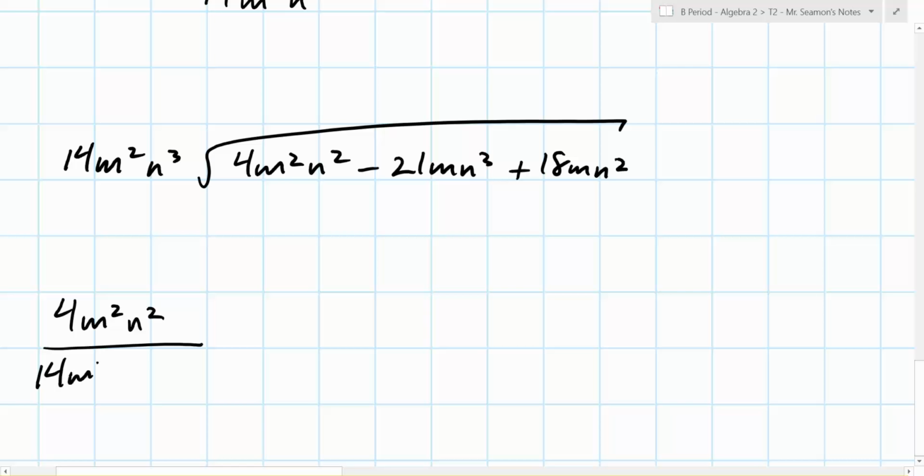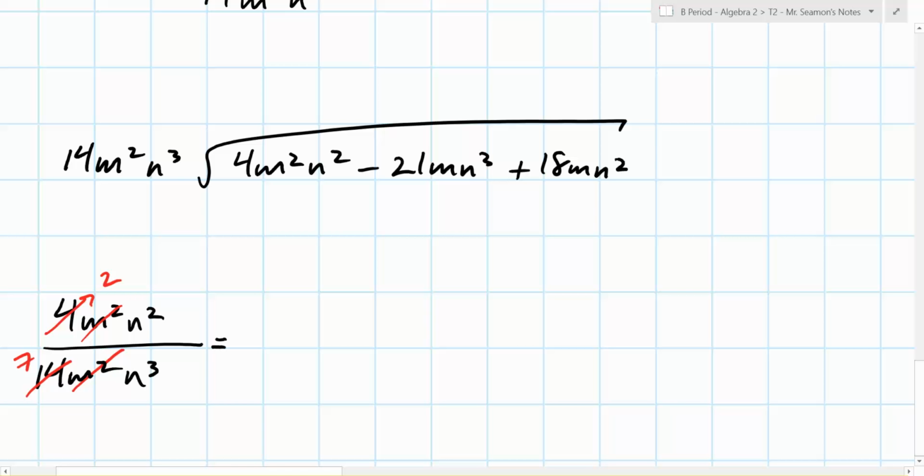So you have 4m squared n squared over what? 14m squared n cubed. So if you actually do this out and simplify, there's something that cancels, right? What's the one thing that cancels? The m's. Good job. It's gone. The 4 becomes a 2.